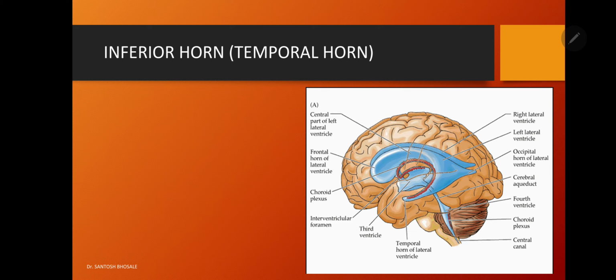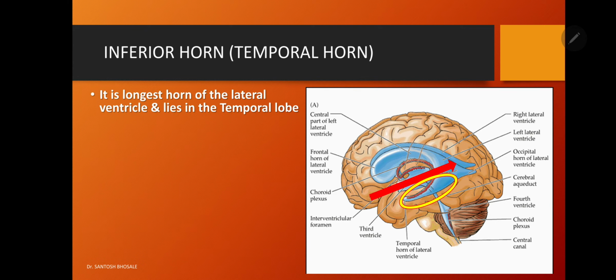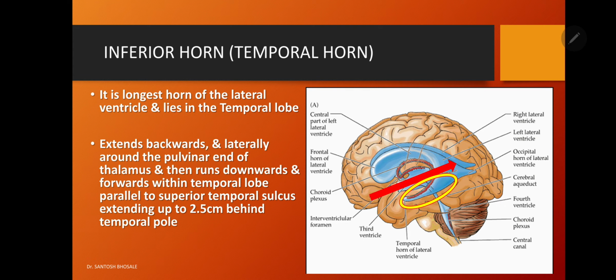And next, coming to the inferior horn, also known as the temporal horn. Why? It is present in the temporal lobe. You can see there, that is the inferior horn. It is the longest horn of the lateral ventricle and lies in the temporal lobe. It extends backwards and laterally around the pulvinar end of the thalamus, then runs downwards and forwards within the temporal lobe parallel to the superior temporal sulcus, extending up to 2.5 centimeters behind the temporal pole.